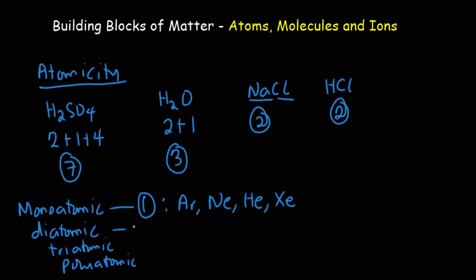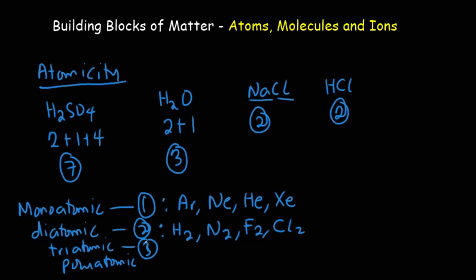Now, diatomic molecules are molecules whose atomicity is 2, meaning that it's made up of 2 atoms. So an example is hydrogen gas, nitrogen gas, fluorine gas, chlorine gas. They are diatomic. What about triatomic?